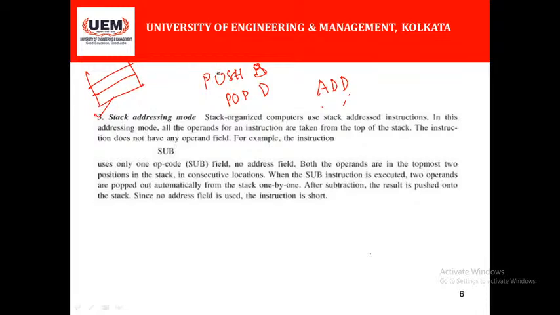Okay. Suppose push A, then push B. Then what happened? The value of the accumulator, which is say 03, will be pushed into the stack. Next, push B. That means the value of the B register, let's say 02, is pushed into the stack. Next, suppose I am writing add. What do you mean by that?